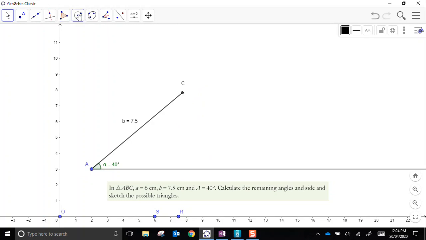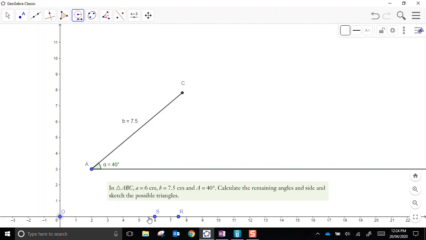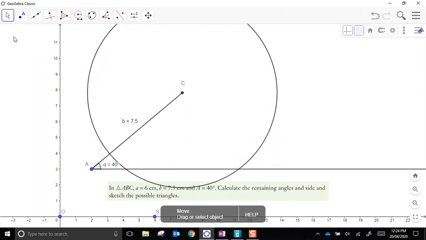So I'll get my compass tool going again, and I'll first select the origin, then I'll select that point to give me a radius of 6. Now I'll center that at point C, and this is the ambiguous case happening right before our eyes. Notice that I could have a line running from here down to this point to give me point B, or I could have a line running from here down to this point to give me point B.